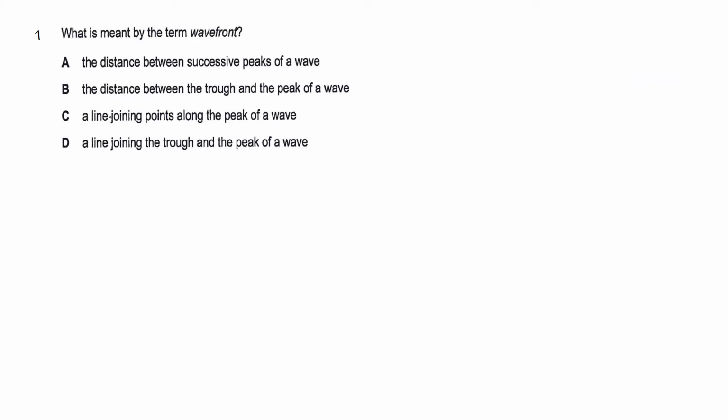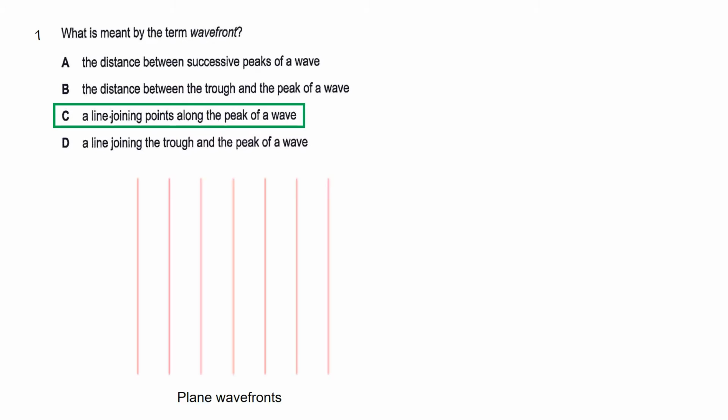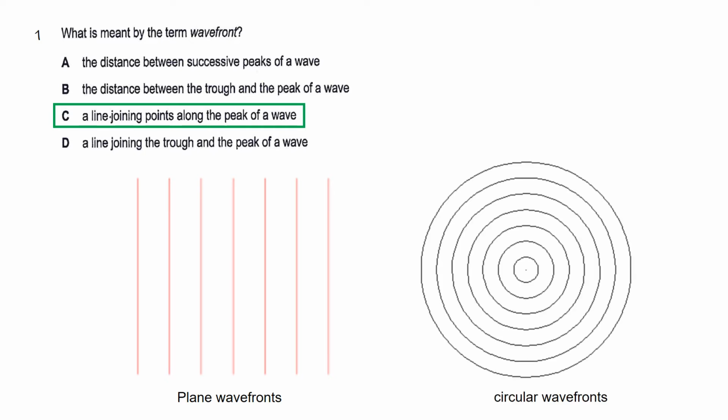Examples. Question 1. What is meant by the term wavefront? A wavefront is an imaginary line joining identical points of a wave. C. There are two kinds of wavefronts. Straight lines, which we call plane wavefronts, or circular lines, which we call circular wavefronts. Whether it is plane or circular wavefronts, the distance between two wavefronts is called the wavelength.